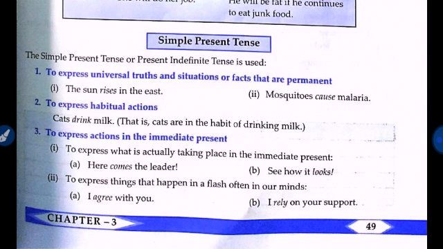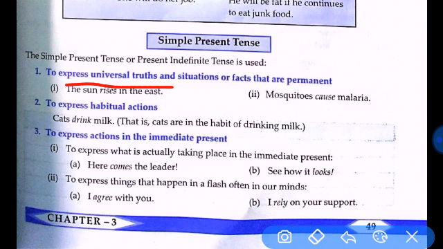Let us see when we use simple present tense. First of all, simple present tense is used to express universal truth. What do you mean by universal truth? Something that does not change. For example, the sun rises in the east, honey is sweet, or mosquitoes cause malaria, and so on. Something that does not change.